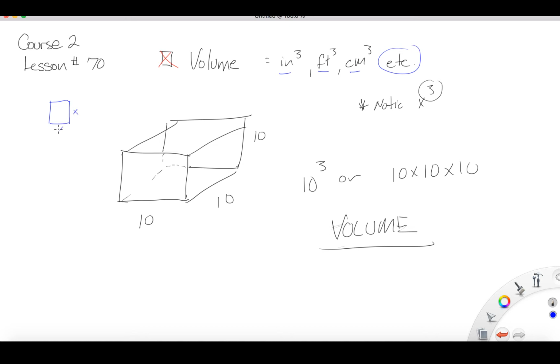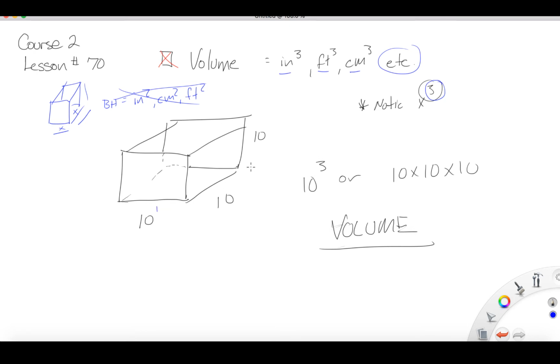Area was just base times height. There's only two dimensions. That's why we have inches squared and centimeters squared and feet squared. But that's not what we're talking about with volume, because with volume we add a third dimension. We add height, width, and length. So there's three things. So literally it's to the third power.